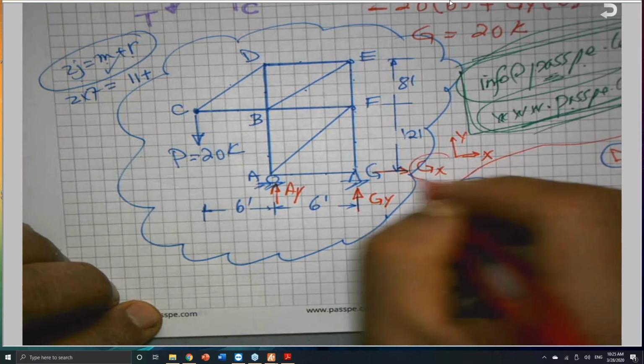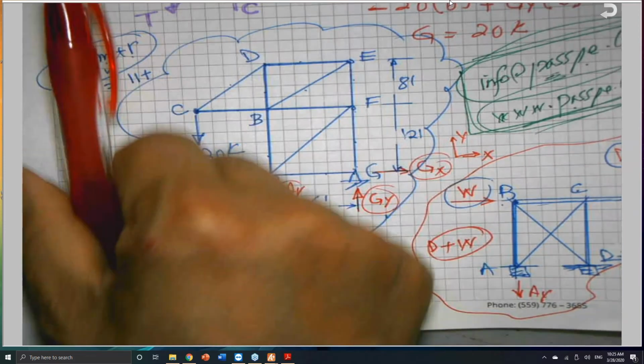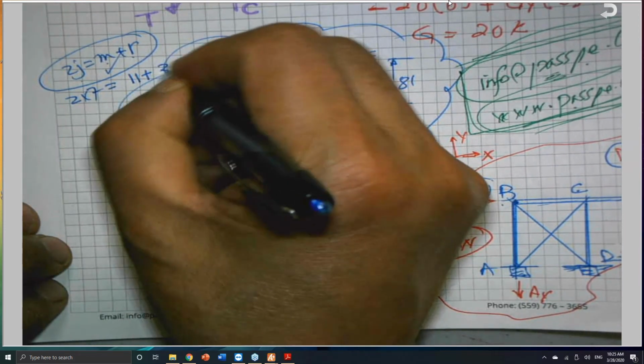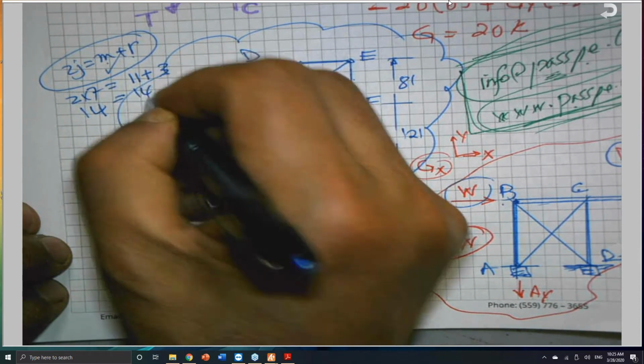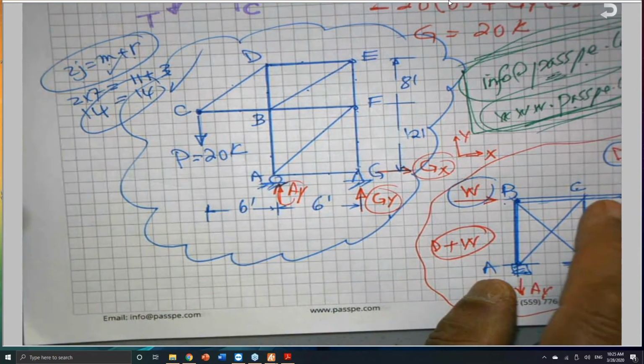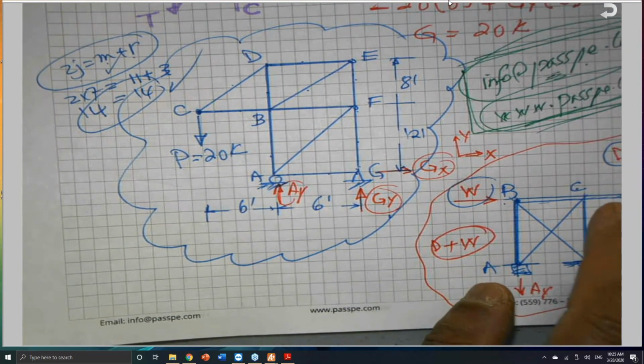So 3, 1, 2, 3. So plus 3. If you look at this, 2 times 7 is 14, and 11 plus 3 is 14. Bingo. Statically determinate. I can find all the forces and reactions.